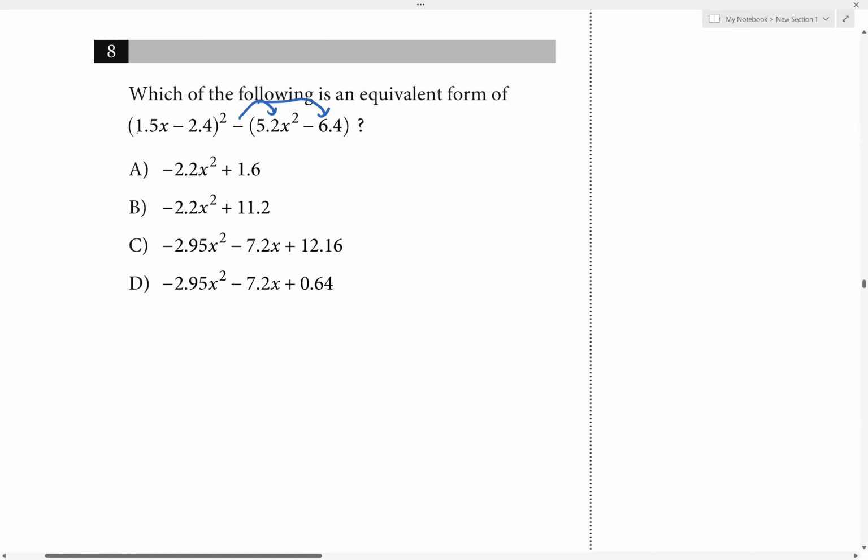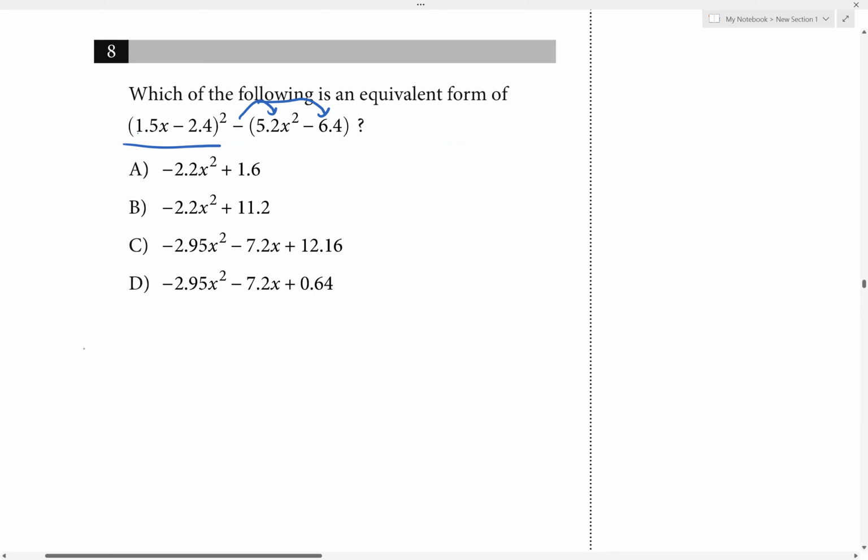For the first parentheses, you see this whole thing is squared, right? So we have 1.5x minus 2.4, squared. Whenever this happens, we cannot just distribute a square and square each one, because inside the parentheses these two are subtracting each other. So we have two separate terms. They're not multiplied together, so we can't just distribute a square. What we have to do instead is expand this.